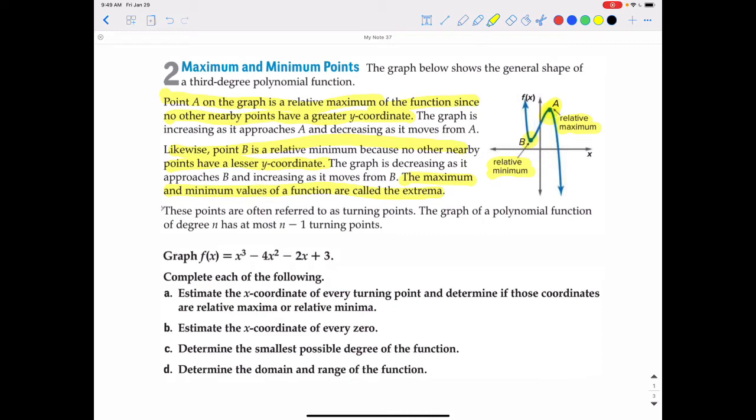And then the last thing is that both the maximum and the minimum values are called turning points simply because that's where the graph turns. The graph of a polynomial function of degree n has at most n minus 1 turning points. Another way of putting that is that if you count the number of turning points and add 1, you're going to get the degree. So number of turning points plus 1 equals the degree of the function.